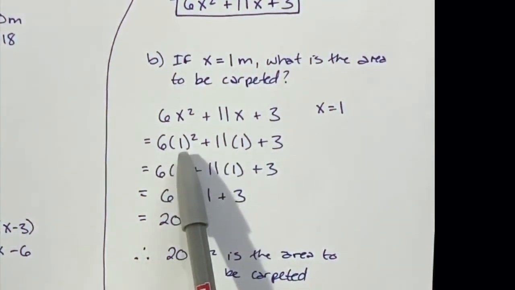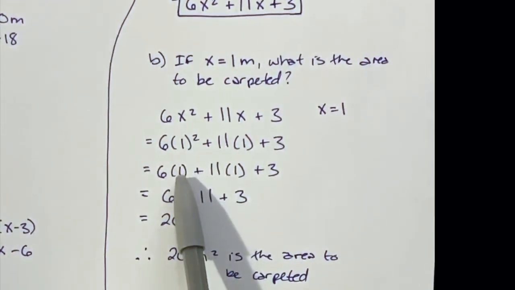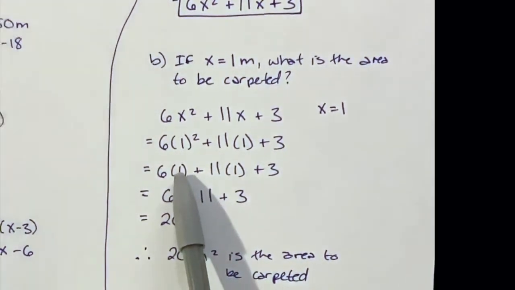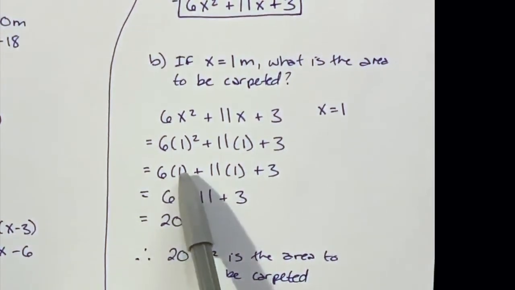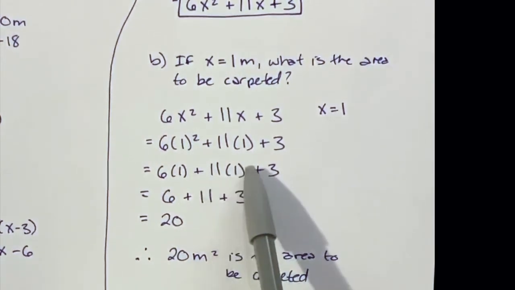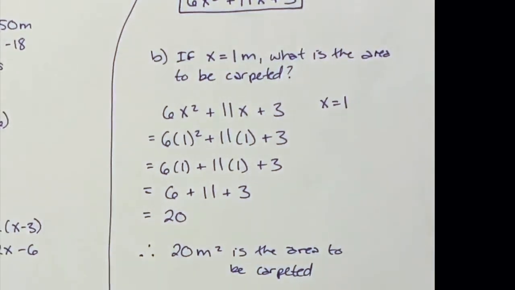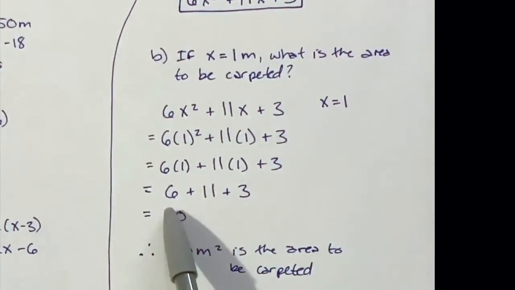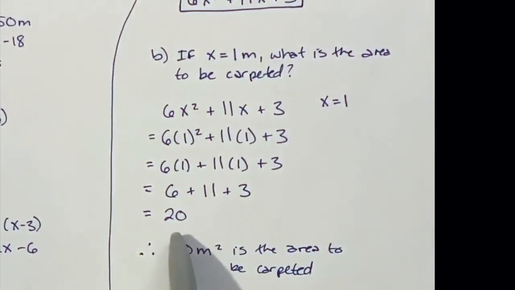So I have to do my exponents first, right? 1 to the power of 2 is still 1. All right, now my exponents are gone. So now I'm going to work through the question from left to right. So 6 times 1 is 6. 11 times 1 is 11. And then I still have that 3. So combine all those terms together. 6 plus 11 plus 3, I get 20.